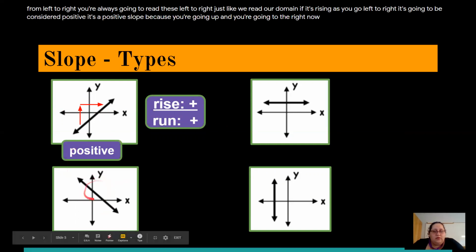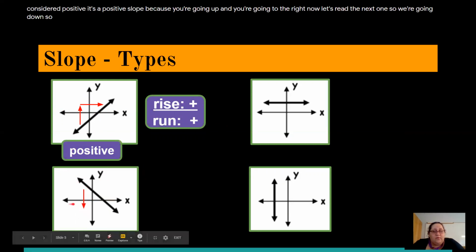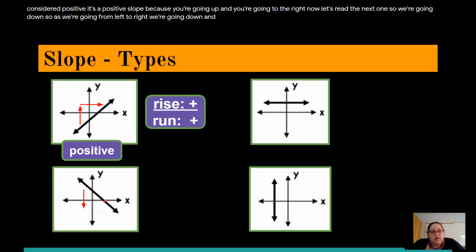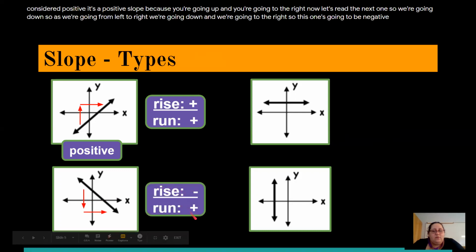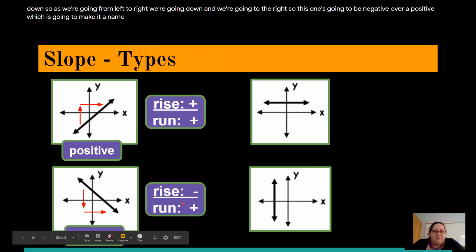Now, let's read the next one. So we're going down. As we're going from left to right, we're going down and we're going to the right. So this one's going to be negative over a positive, which is going to make it a negative steepness, or sorry, negative slope.